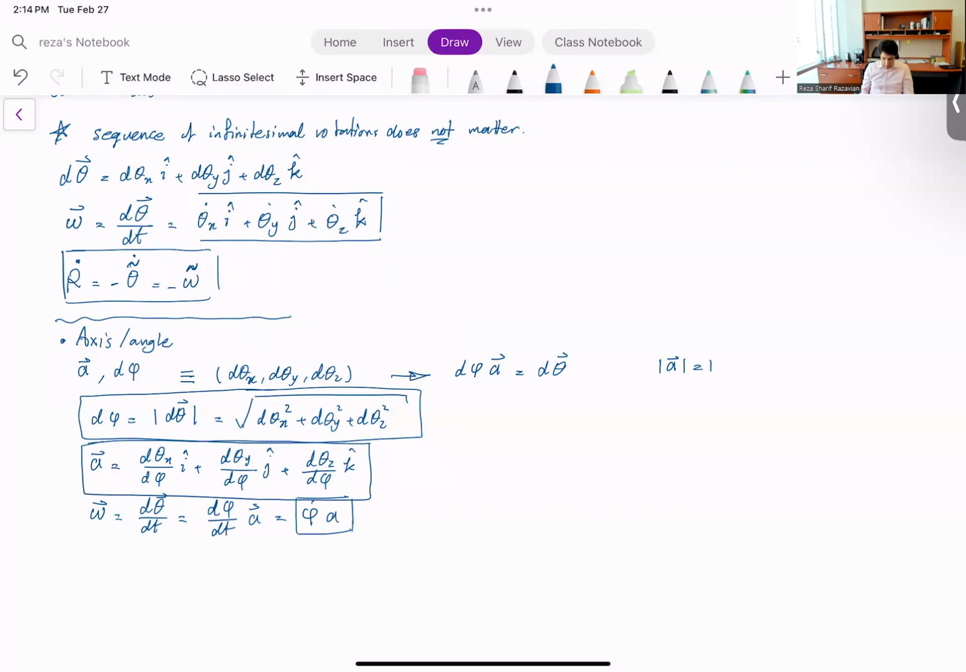So this is a very nice compact form to think about angle and axis of rotation. If you're rotating with whatever angular velocity, your angular velocity is about that axis of rotation, with the rate that you're rotating about that axis, so phi dot. And that can define your angular velocity vector.